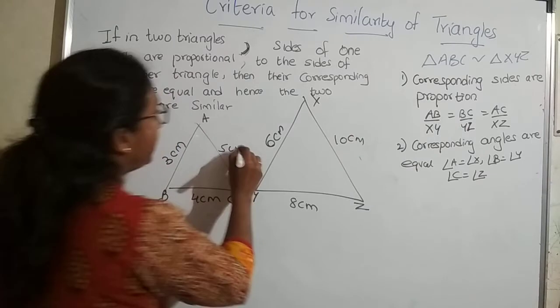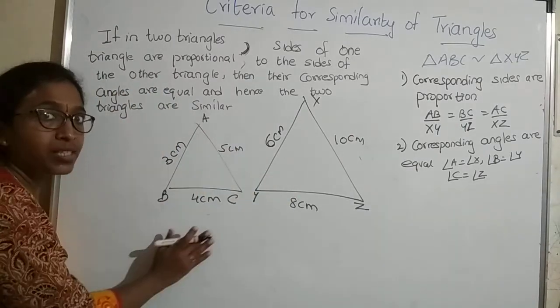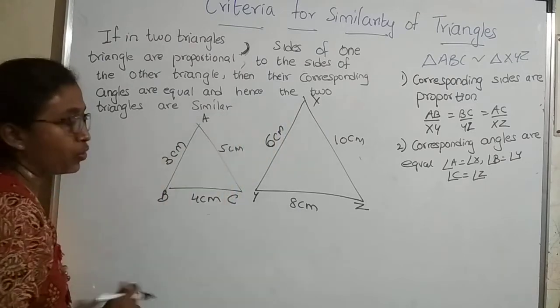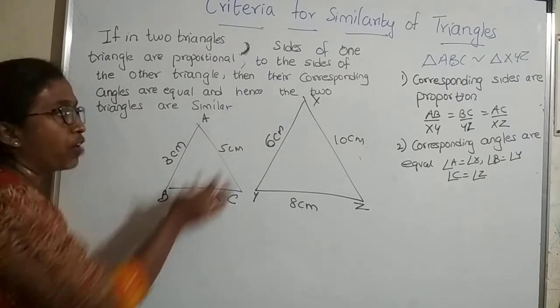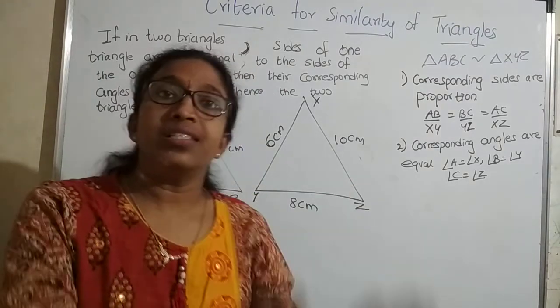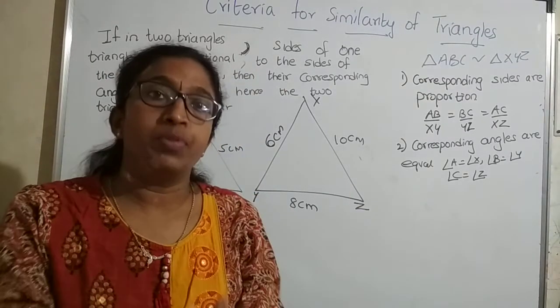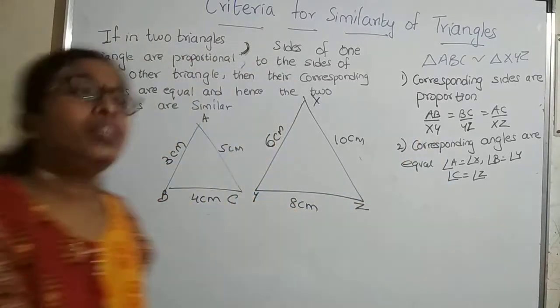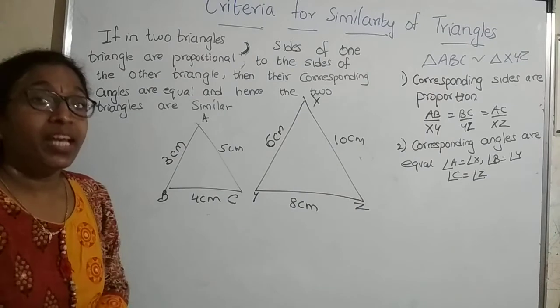So here you find that the three sides of one triangle are proportional to the other, because 3 upon 6 will give you half, 4 upon 8 will give you half, 5 upon 10 will give you half. So here we can find that all the three sides of one triangle are proportional to all the three sides of the other triangle. Then we can say similar.